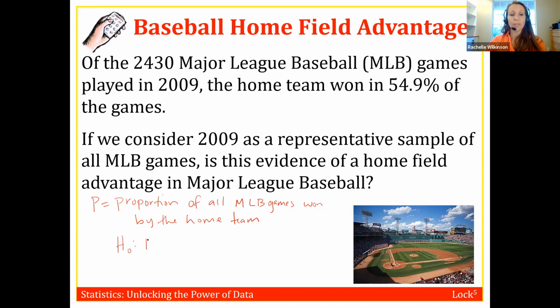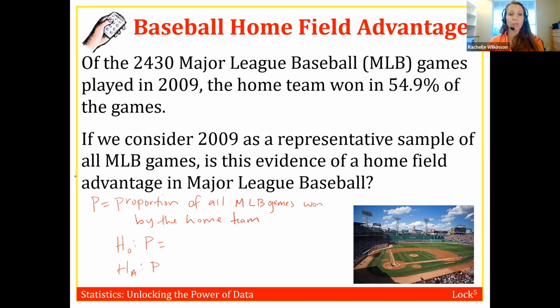Remember, the null hypothesis is going to be that P is equal to something. And then the alternative hypothesis is going to be that P is either greater than, less than, or not equal to the something. For this problem, we're trying to figure out if there's a home field advantage. If there was, then you would be more likely to win at home, right? So there are two options, win at home or not win at home. If you're more likely to win at home, then you would have to win more than half the time at home.